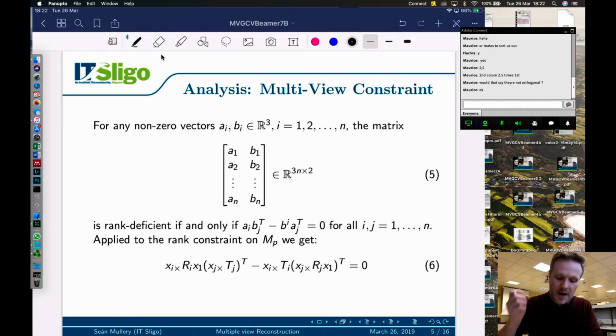This matrix here is rank deficient, and therefore they're linearly dependent on each other, if and only if the following is true. We can take any one of these vectors and multiply it by the transpose of any one of the other ones. And if we then switch those, taking the same position in each place and the transpose of the other one, so going the opposite direction, and subtract one from the other, we should get 0. Okay, so this is a particular rule.